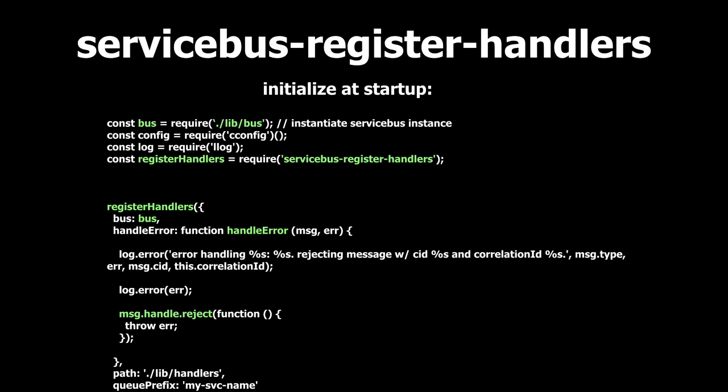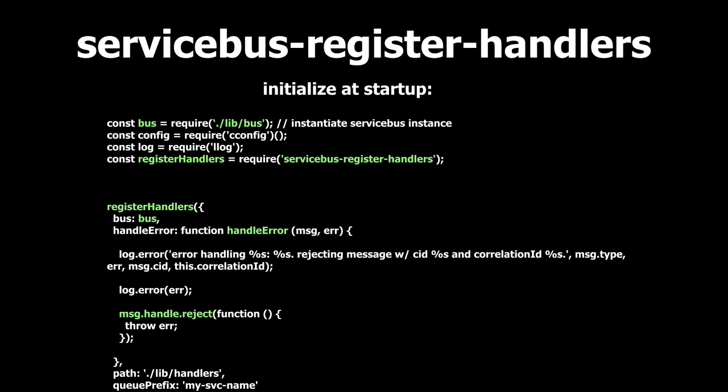So the first part was we initialize this little module at the beginning of our service. So we require our service bus instance here. We're getting it out of a little refactored module that we put it into so we can put config into it. And then we require service bus register handlers, and then we just execute that function and pass it the parameters that it needs.